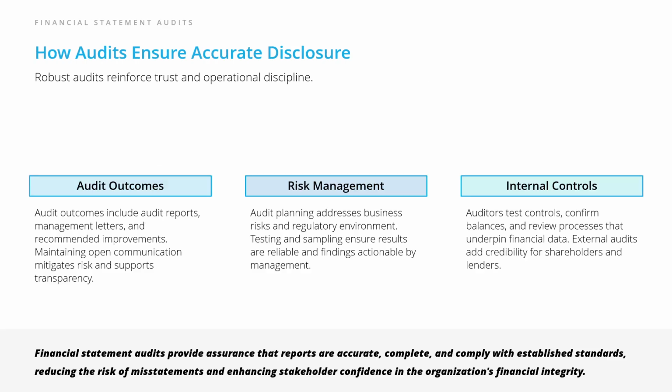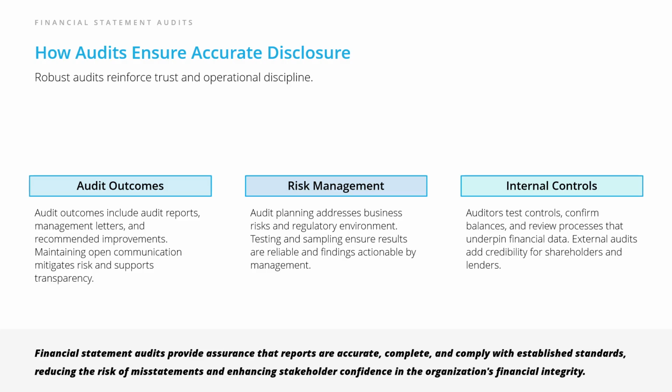risks early. Audits aren't just a formality. They build trust and reinforce operational discipline. They've got three main components. First, audit outcomes. These include not just reports, but also management letters and suggested improvements. An open exchange between auditors and management helps identify risks and maintain transparency.